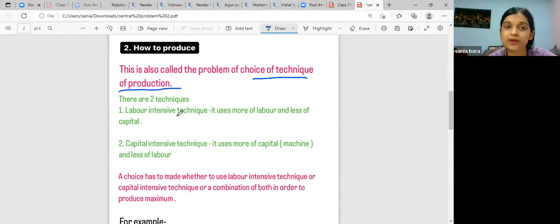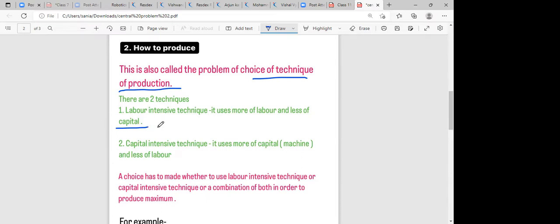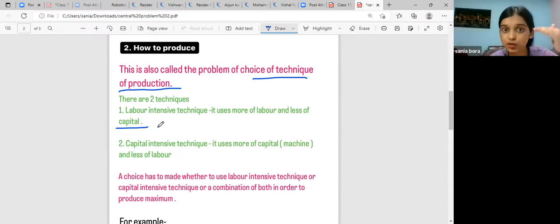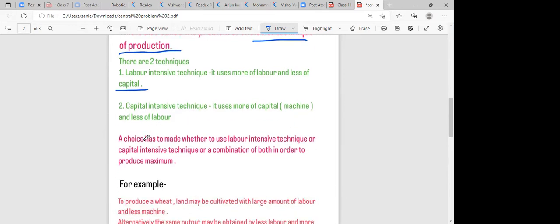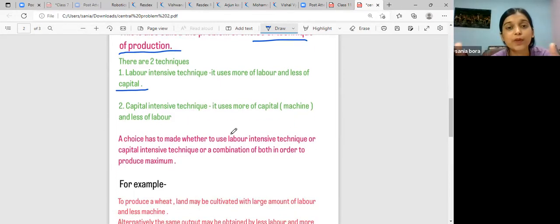So ma'am, what is labor intensive technique? It uses more labor and less capital. Capital is basically machine, right? So labor intensive means I'm using more labor and less machine, right? And capital intensive is I'm using more capital, which is machine, and less labor. Clear?